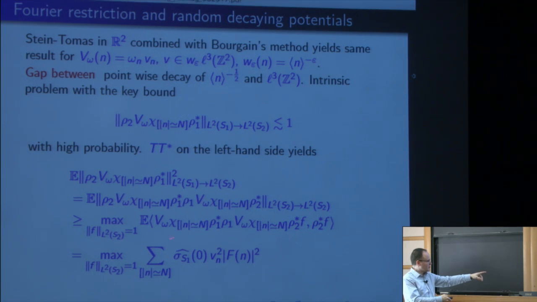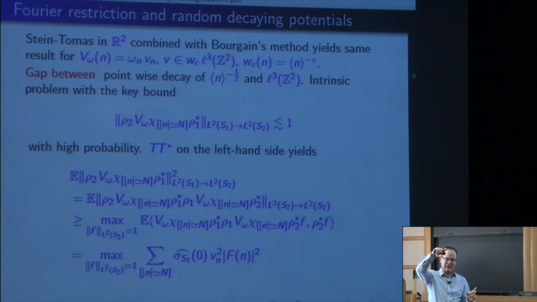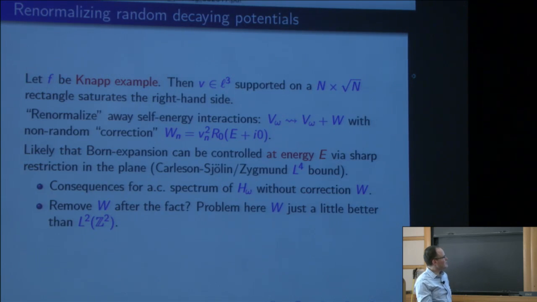And that is saturated by a Knapp example. You will get size 1 for this if V is a potential. You lose the randomness completely here. If it's a potential that lives on a rectangle of size n by root n, and that's an L3. If you work out the numerology, it amounts exactly to L3, and Jean notes that. But then he makes this strange comment that I don't understand, and I hope to understand better here at my visit, that he wants to renormalize this away and then use the Carleson-Sjölin, which is the sharp restriction in the plane, which is known, to get L4 back.